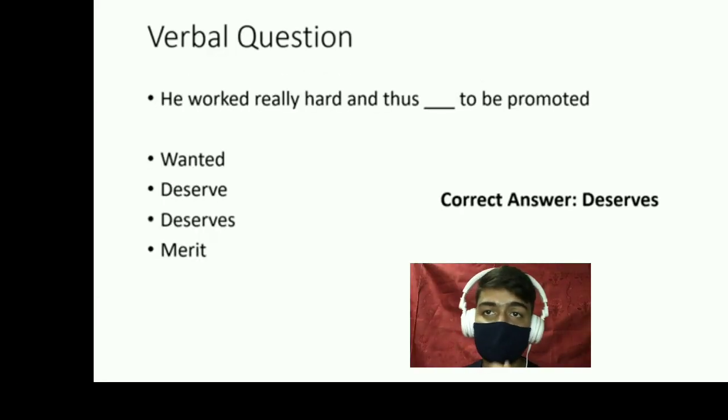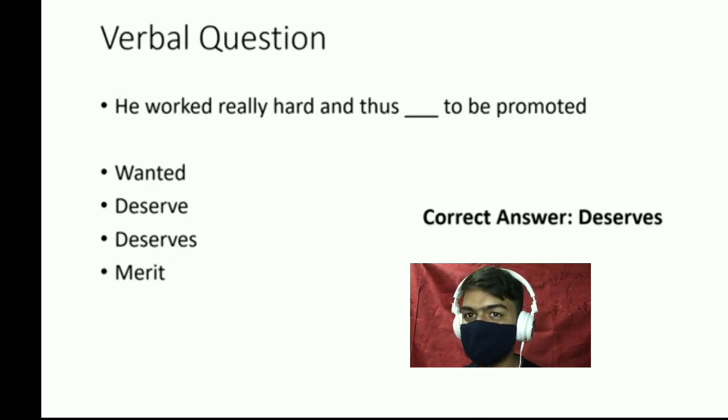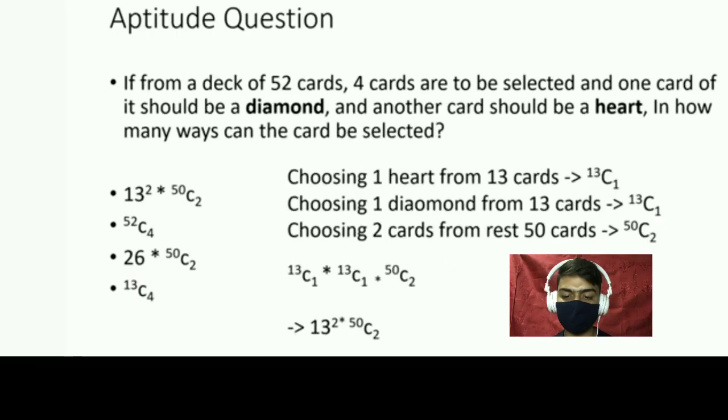Then the next verbal question is: he worked really hard and does this to be promoted. The options are wanted, deserves, and merit. Here it means that he worked really hard and deserves to be promoted. Wanted is not the correct answer. Deserve is not correct because the subject is singular. So that's why the correct answer is deserves.